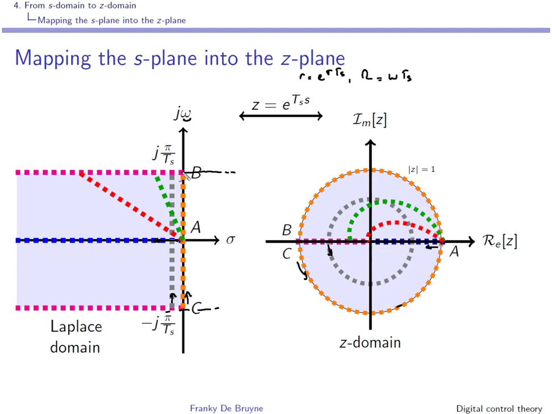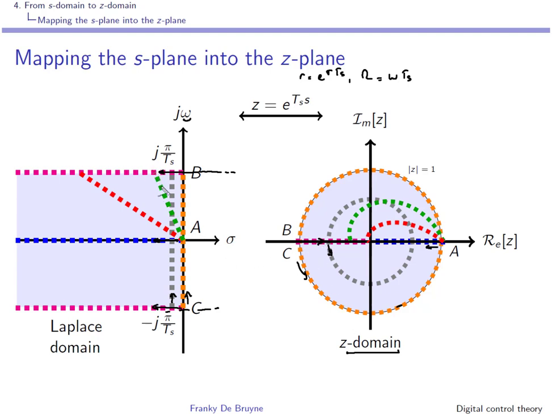And well, if you start from this point over here, you know that the analog frequency is pi over Ts, so the discrete frequency will be pi, so you're over here, and going this way the radius will decrease. If you do this thing over here, you do the same, so the radius will decrease, but you start from minus pi. These two points coincide again by the fact that in the z domain everything becomes periodic, okay?